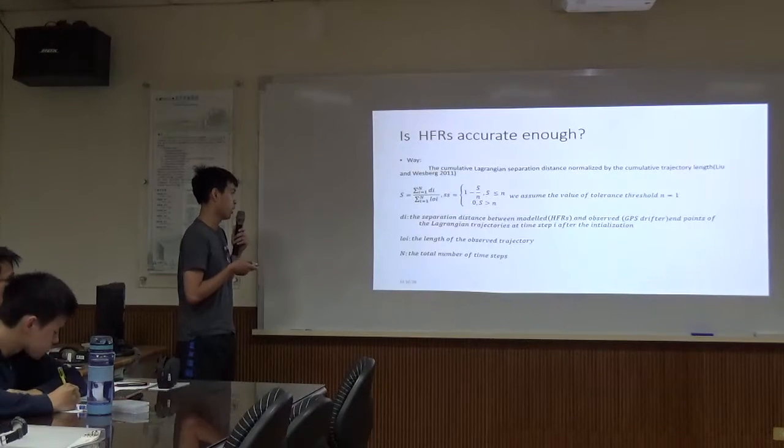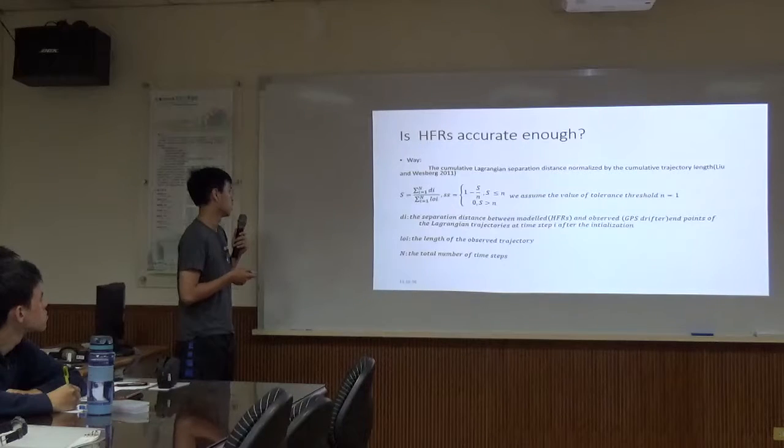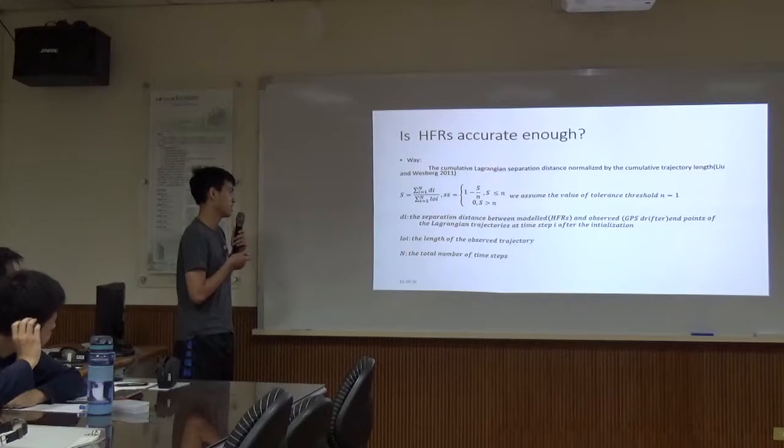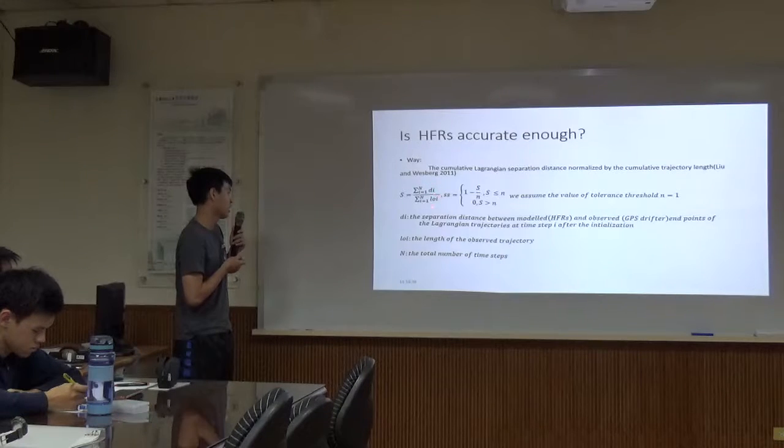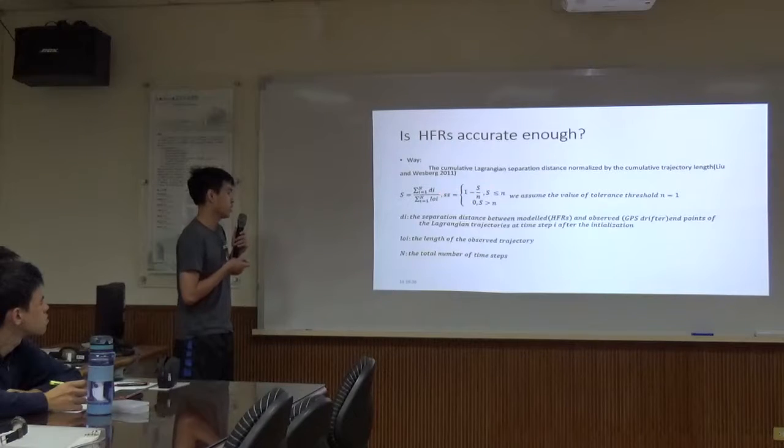And are HFRs accurate enough? We can test in this way. The cumulative Lagrangian separation distance normalized by the cumulative trajectory length, by this one, the Liu and Weisberg skill score. This is the summation from 1 to n of di divided by the summation from 1 to n of loi, and the indicator value is SS. And we assume the tolerance threshold n equals 1.